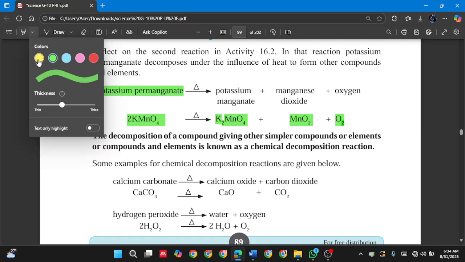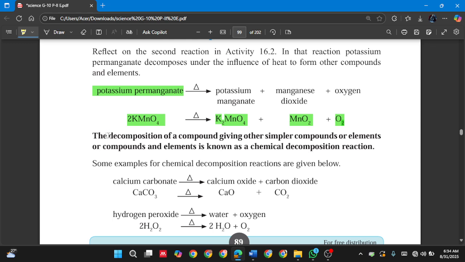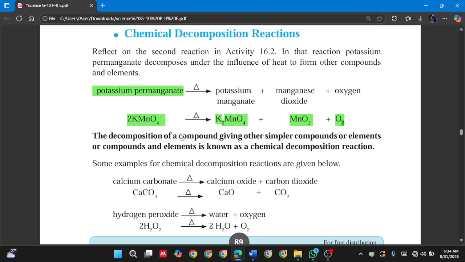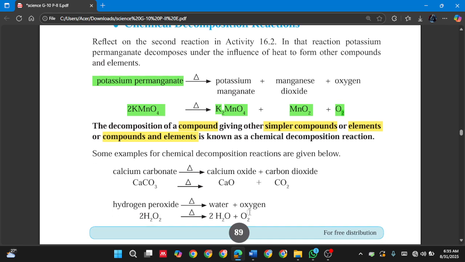By the decomposition of compound, it should definitely be a compound, because an element can't decompose into simpler elements. So it should be a compound. So decomposition of a compound gives other simpler compounds, or simpler compounds or elements, or compounds and elements. All are the same: simpler compounds or elements, and simpler compounds and elements.